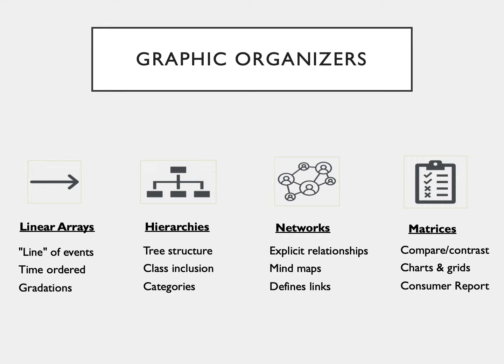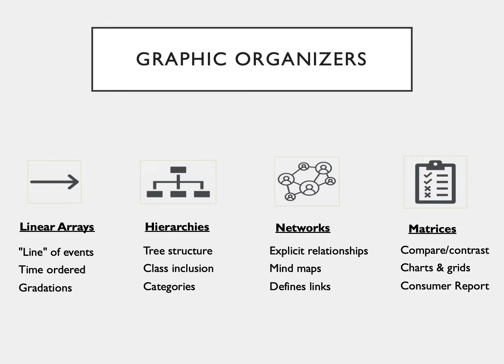Let's start with a linear array. Linear arrays are really great when there's a line of events. That could be time-ordered, for example, the digestive system, the mouth, then to the esophagus, to the stomach, to the small intestines, etc. Or gradations, for example, with vocabulary and feeling words. Afraid, there are a lot of different synonyms for. It might be unsure, then to timid, to worried, to threatened, to panicked, to petrified.